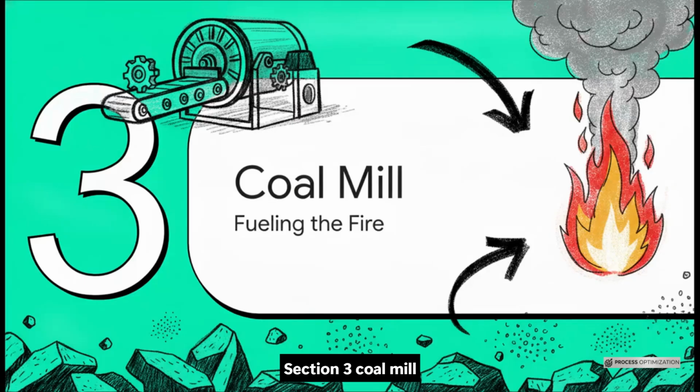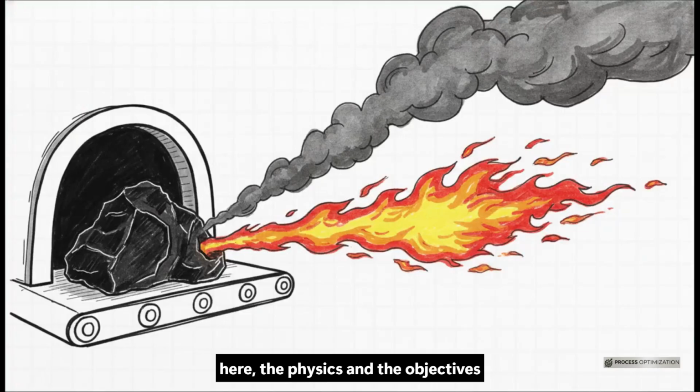Okay. Section 3, coal mill, fueling the fire. Over here, the physics and the objectives change completely. We are no longer focused on chemical mineral reactions. Now we are all about rapid, complete combustion. But just like the raw mill, we still use residue to measure fineness.